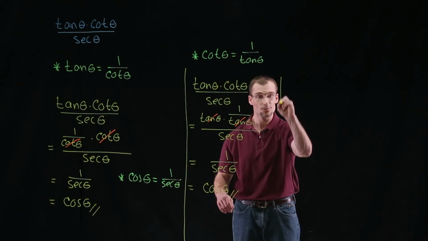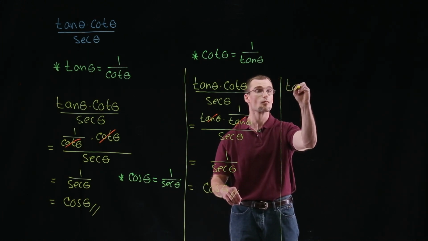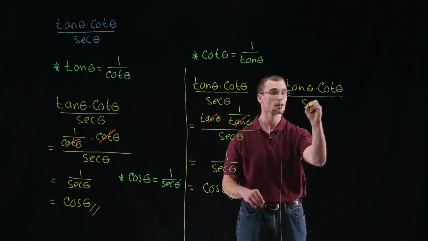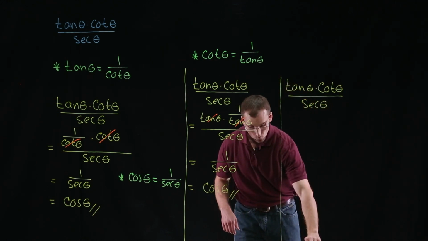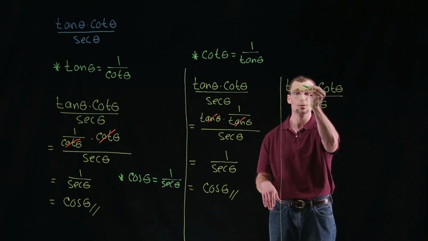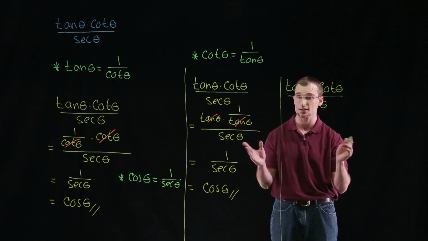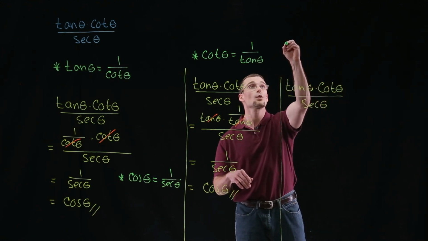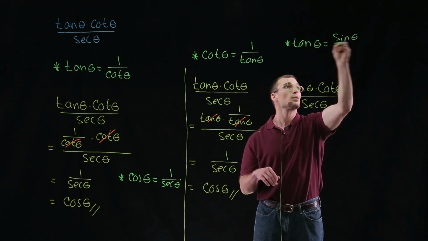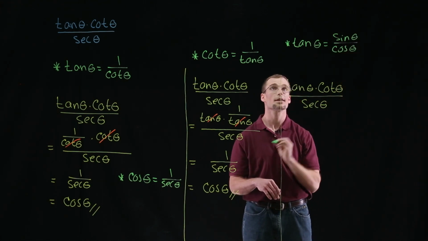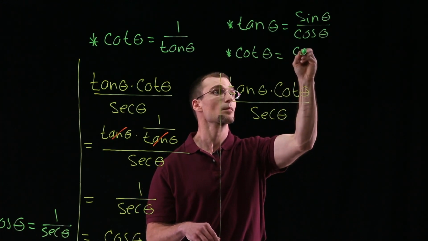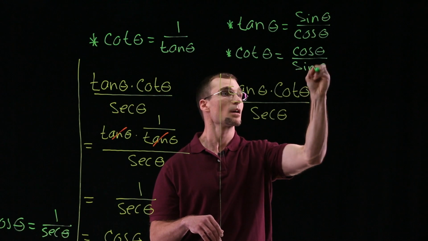And lastly, we said there were three ways. So let's take a look at this one more time. Tangent theta times cotangent theta over secant theta. Now, one thing that we can do, in particular, again, when you get more practice with these, you'll see this, is when you have trig functions being multiplied or divided, one of the fallback methods is to turn everything into sines and cosines and see what will cancel out from there. So we're going to use the fact that tangent theta is equal to sine theta over cosine theta. And cotangent theta is equal to cosine theta divided by sine theta.